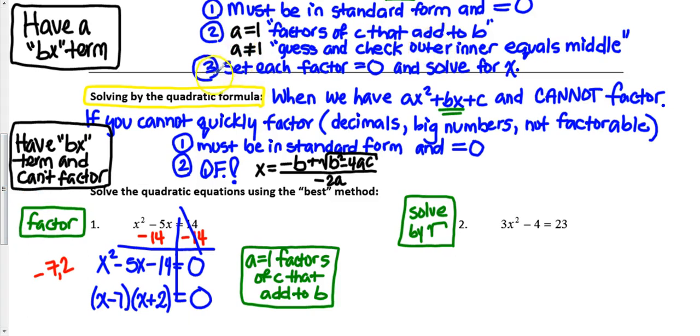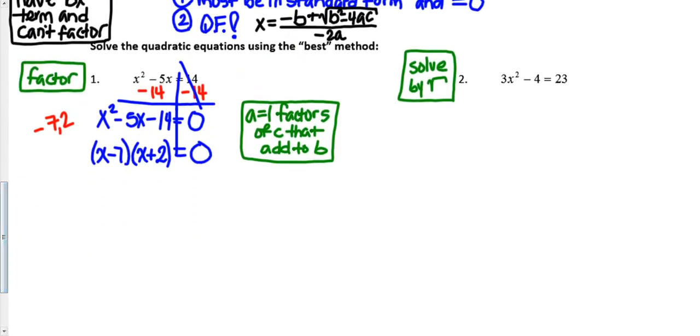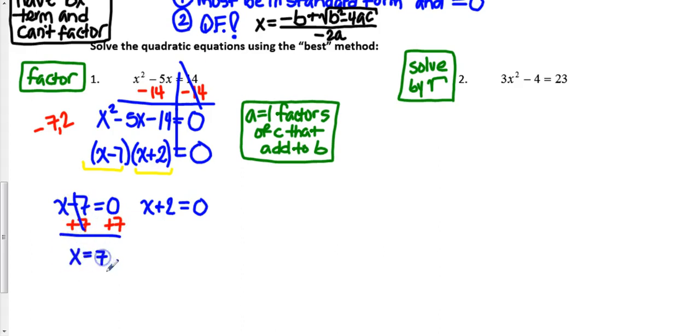We just factored. Now we're going to set each factor equal to 0 and solve for x. What will that look like? Well, when we say factors, this is a factor, and this is a factor. So we'll take x minus 7, set it equal to 0, and x plus 2, set it equal to 0, and we'll solve them one at a time. X minus 7 equals 0. I will add 7 to both sides. Here we get x equals 7.